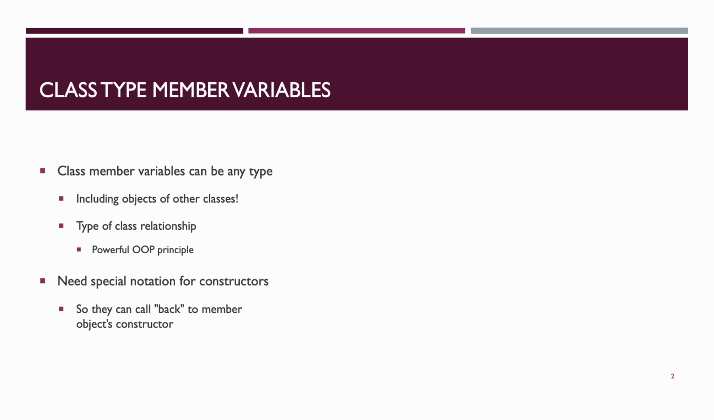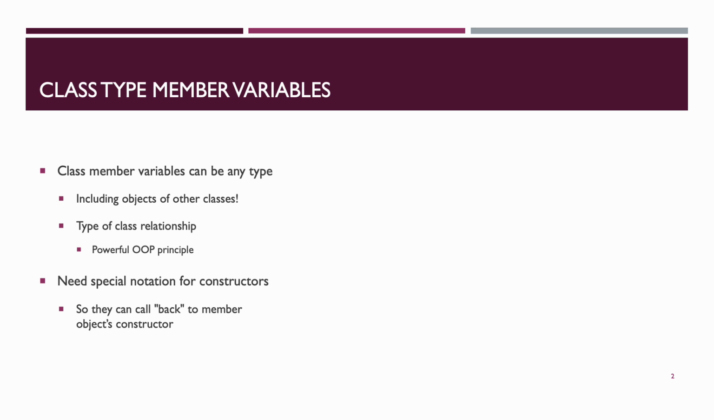So we also have type of class relationships. By including objects of other classes as members, we establish relationships between those classes. These relationships are the foundation of many object-oriented programming principles, such as composition and aggregation. This helps create a modular structure where larger, more complex objects can be built from simpler, reusable components.